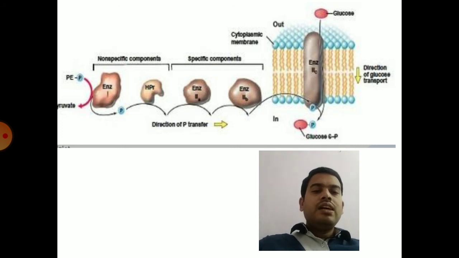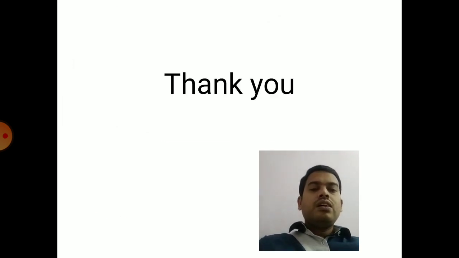So since a group of proteins plays an important role in the transport of solute molecules, it is called group translocation or phosphoryl transport system. It is also called PTS, phosphoryl transport system. So that is group translocation. This is how the transport of molecules occurs across the biological membranes.